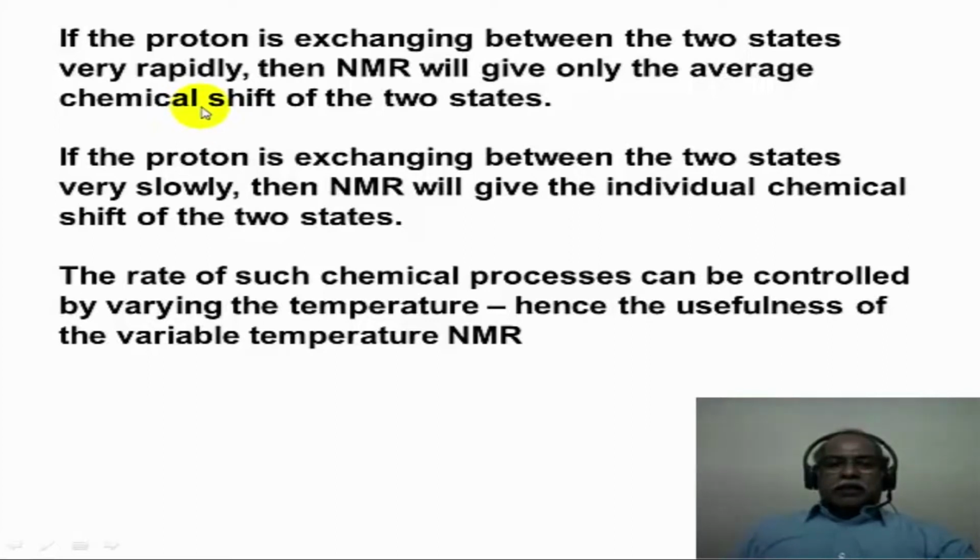If the proton is exchanging between the two states very slowly in the NMR time scale, the NMR will give only the individual chemical shift values of the two states. In other words, NMR can distinguish the hydrogen to be either in the axial state or in the equatorial state in the case of cyclohexane. So, two signals will be obtained, one corresponding to the axial, the other corresponding to the equatorial state. Now, in between these two states, it's neither too fast nor too slow.